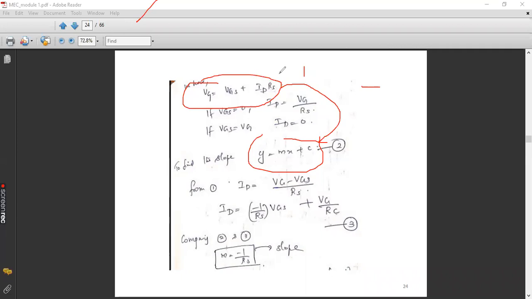Now you tell me, what is your y parameter here? What is your y parameter in our equation, VG is equal to VGS plus IDRS? Please unmute and speak. Take this equation VG equal to VGS plus IDRS, what is your y-axis parameter?